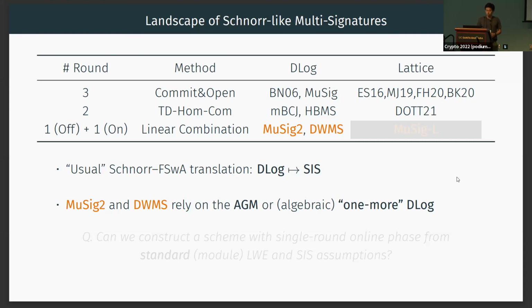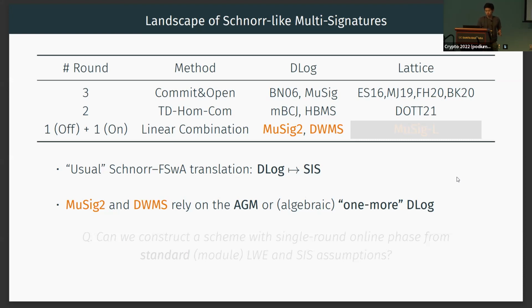And the latest constructions on this line of research are MUSIC2 and DWMS, which were presented in Crypto last year. These constructions are nice because they essentially use this linear combination technique, and they can successfully achieve a 1-round online phase. But here's the main technical challenge.